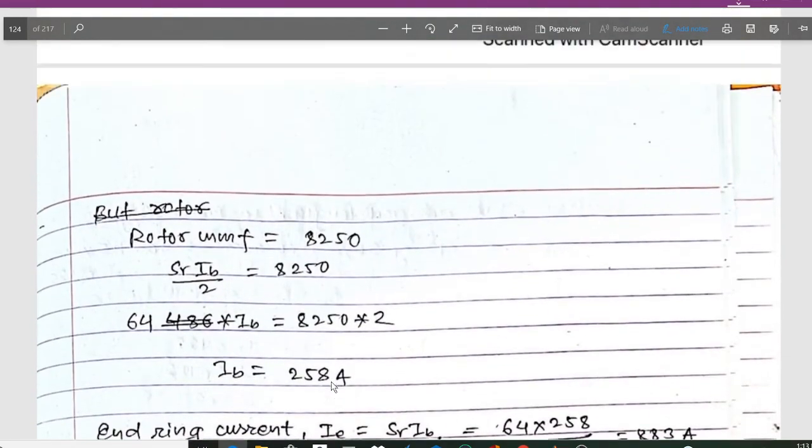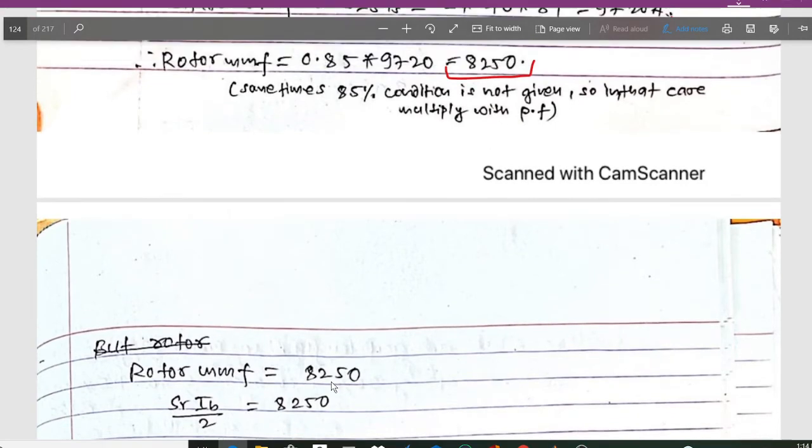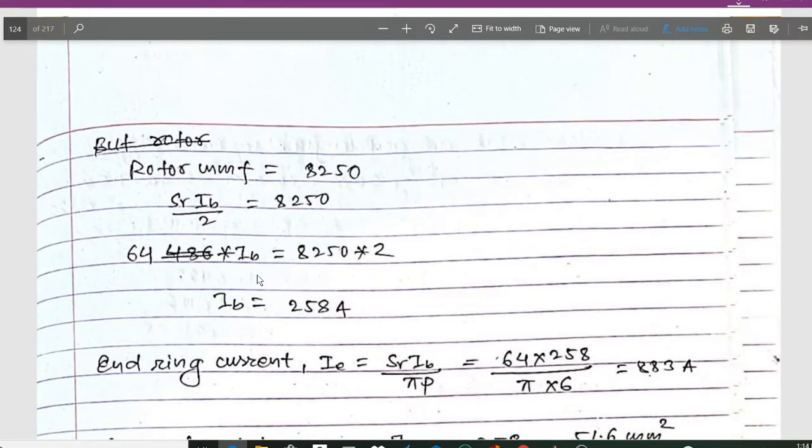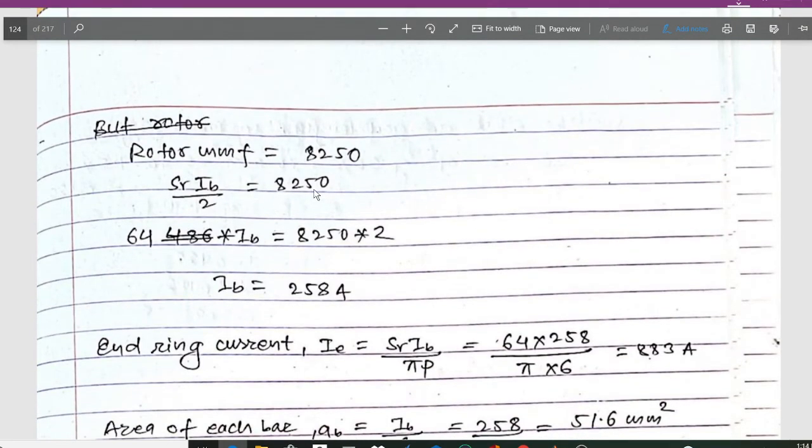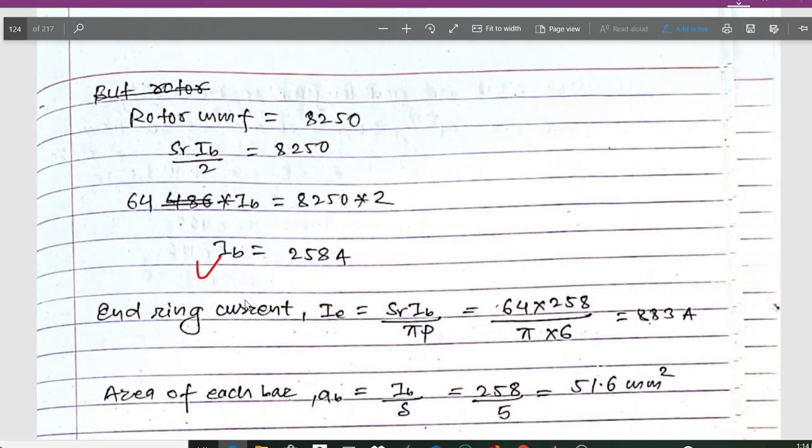Now the rotor MMF is 8250, and the formula for rotor MMF is SR into IB upon 2. So SR is 64 into IB equals 8250 into 2, and you get the value of IB, which is the bar current. The end ring current I equals SR into IB upon pi into P. So SR is 64, IB is 258, upon pi into P, which is 6. So you'll get 883 amperes as the end ring current.